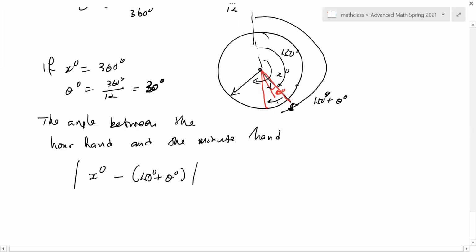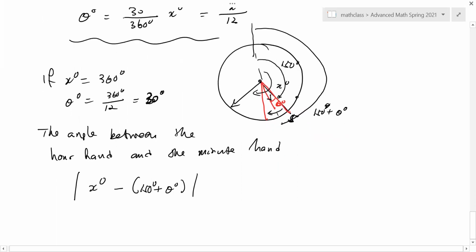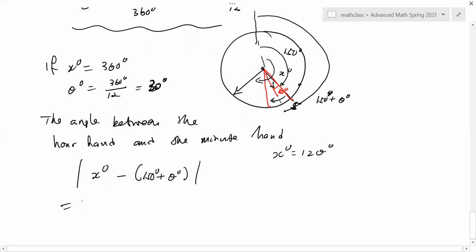So I can replace, there are two variables here, but we already found the relationship. It doesn't matter which one you choose, right? You can say x is going to be 12 theta, right? So I can put 12 theta here.